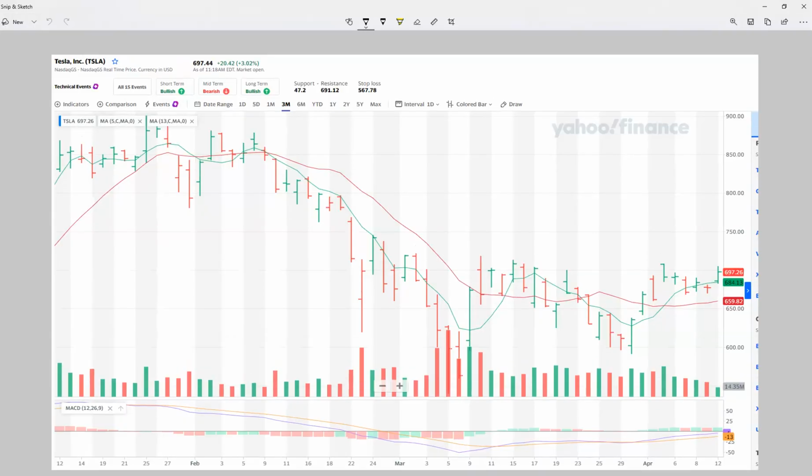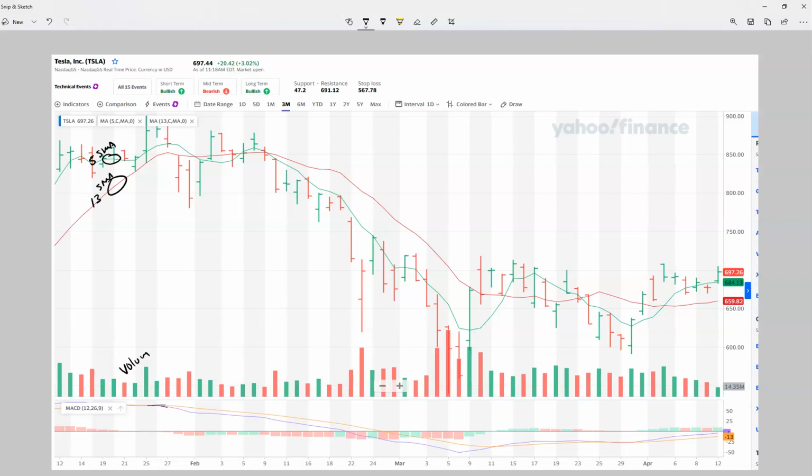Okay, so let me show you. All right, so again, this right here is the 5-period indicator. This right here is the 13. So this is a 5 simple moving average, 5 SMA. This is a 13 SMA. We got our volume bars here. And right down here, we have our MACD.